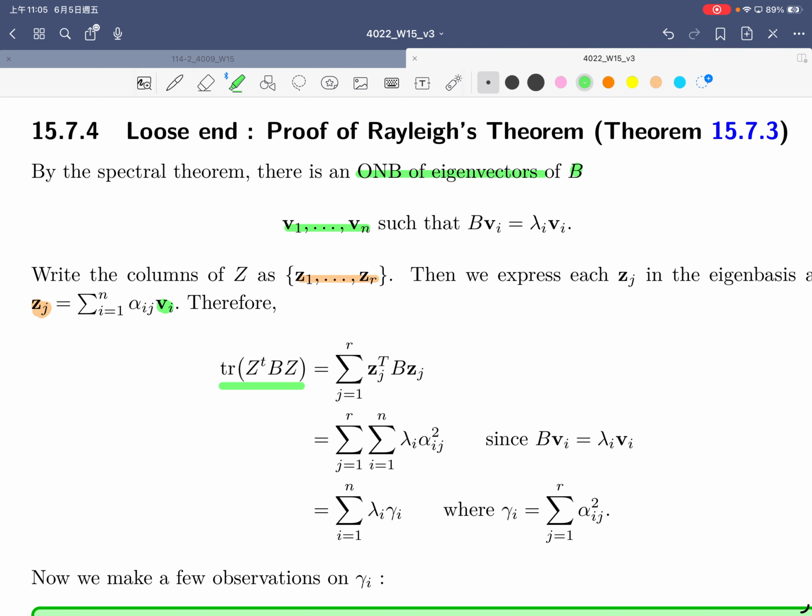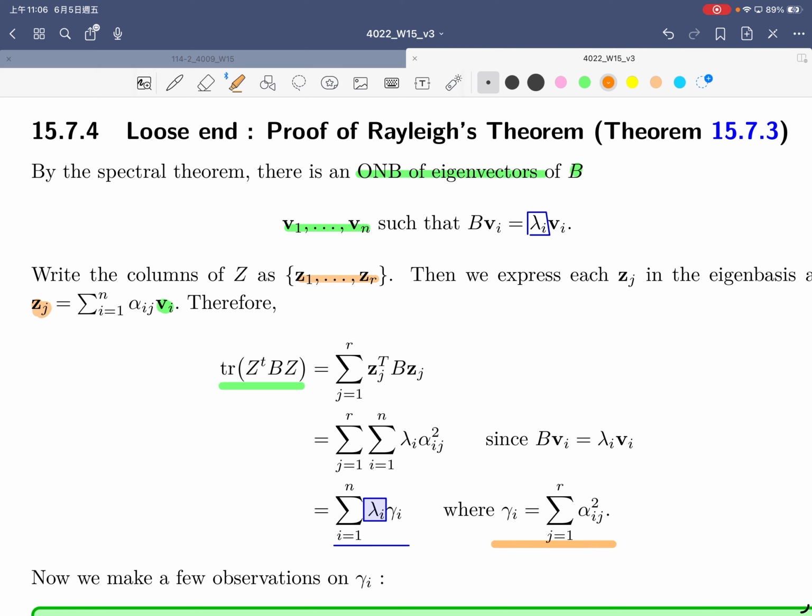And then after a few brutal expansions, the objective function that I want to optimize turns out can be written as a scalar sum, λ_i γ_i, where the λ_i are the eigenvalues of B. And how about γ_i? γ_i is just shorthand for the sum of α_ij squared.